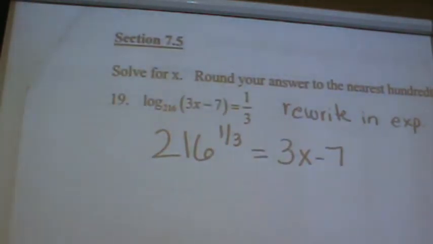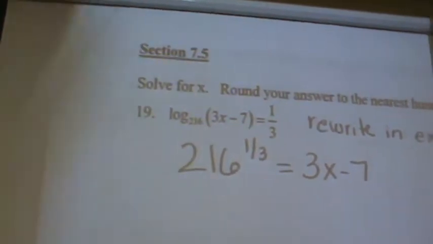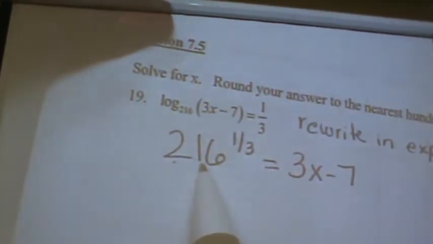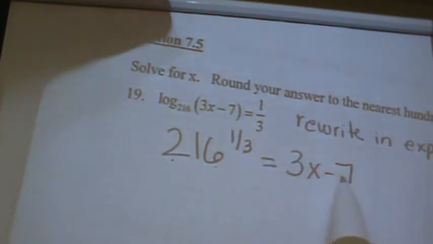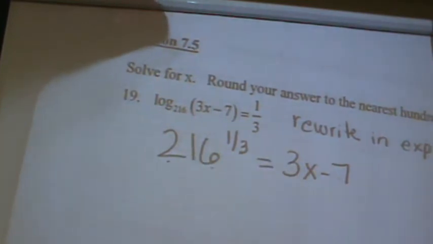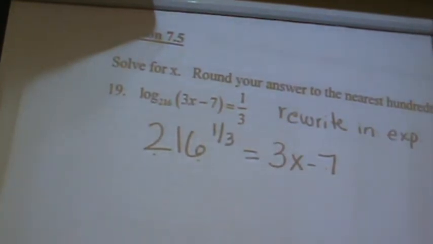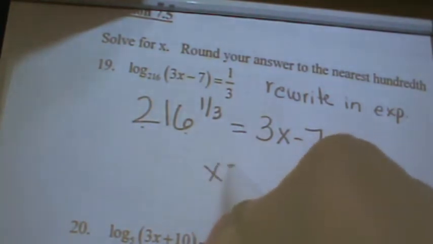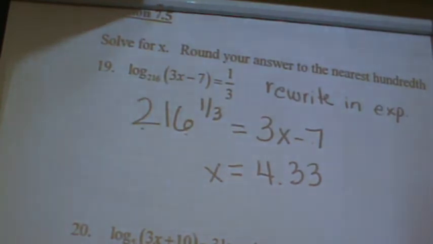Now, again, this is a multiple choice test. You don't have to show me your work, you can do it all on the calculator. So you could take 216, take the cube root of it or raise it to the 1/3 power, add 7, divide by 3. Did anyone get an answer? 3.33. What is it? 4.33. Yep, 4.33 is correct.